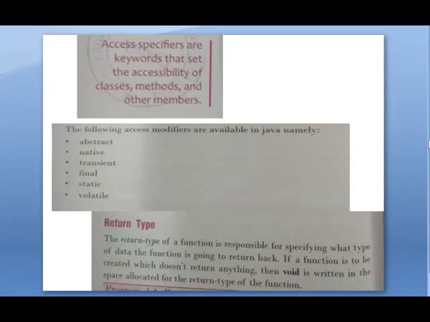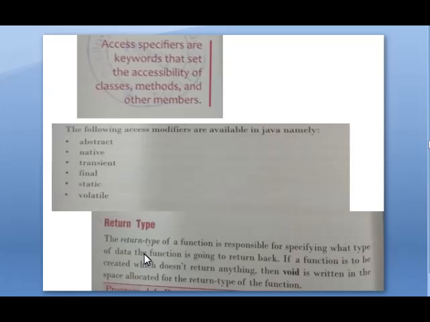The next one is access specifiers, which are keywords that set the accessibility of classes, methods and other members. The following access specifiers are available in Java. They are namely abstract, native, transient, final, static and volatile.